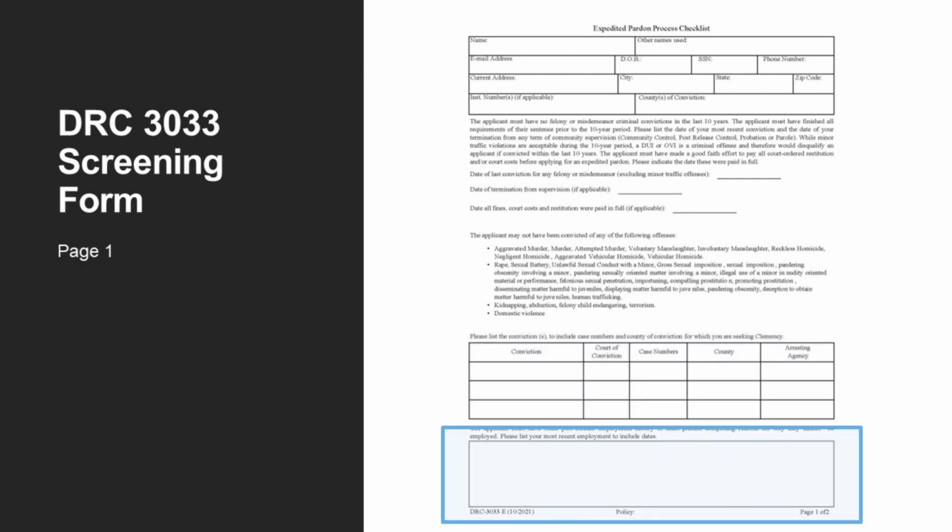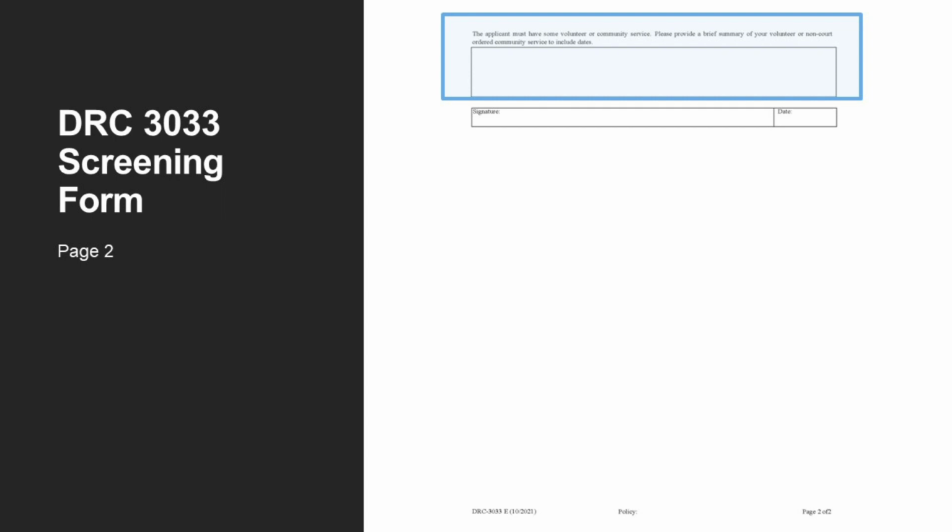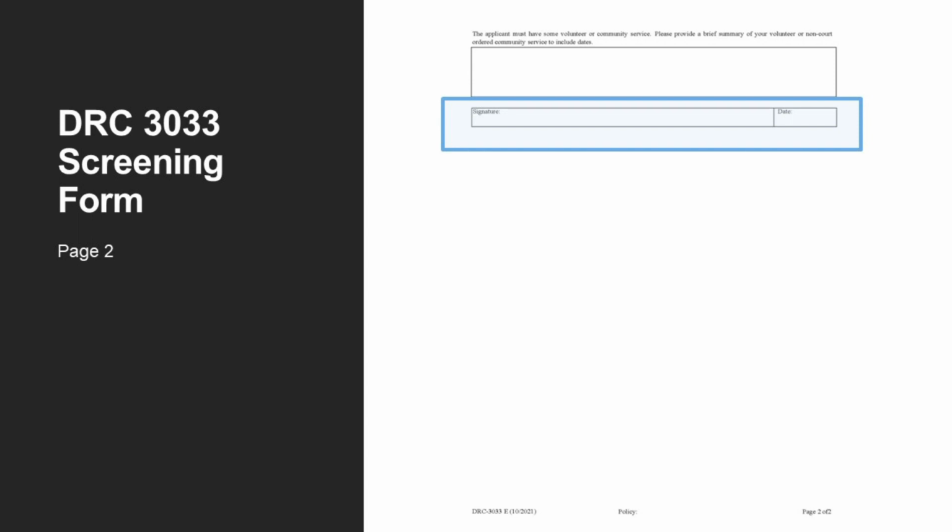The last question on page 1 of the DRC 3033 form asks you to include your most recent employment and the dates you held that employment. If you do not have any post-release employment, you should include the reasons you were not employed. Page 2 of the DRC 3033 screening form asks you to provide a brief summary with start and end dates of your volunteer and non-court-ordered community service. Finally, you should sign and date the form.